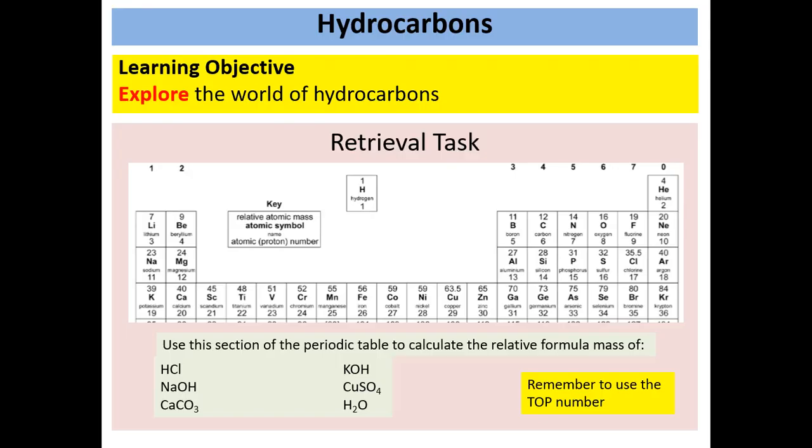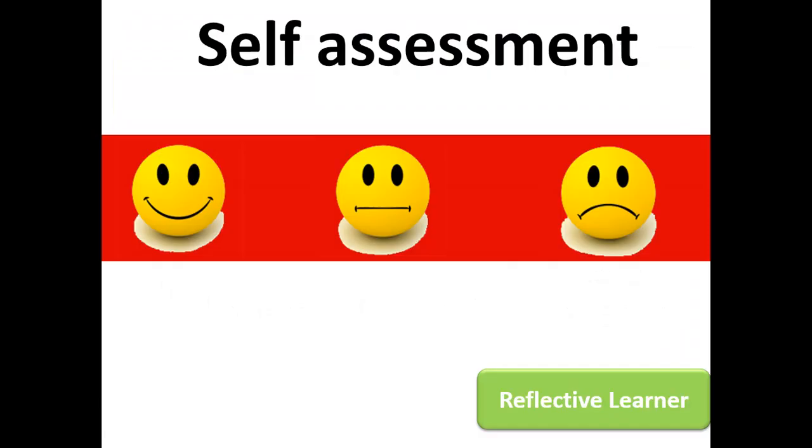So we're going to start the lesson as always with a bit of retrieval. We did this a while ago when we were back in school, so I'm reminding you now of how to calculate relative formula mass. Remember, we use the top number and we add those numbers together. The questions are at the bottom. I want you to pause the video now and calculate, using this bit of the periodic table and your calculator, showing all your working, the relative formula mass of these compounds. When you're ready, just unpause and we'll go through the answers.